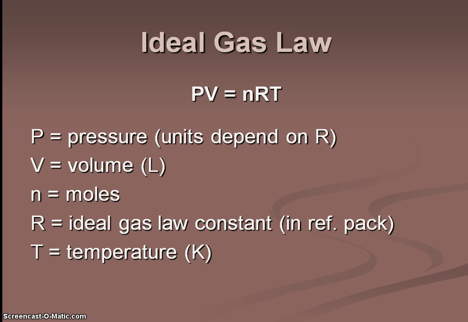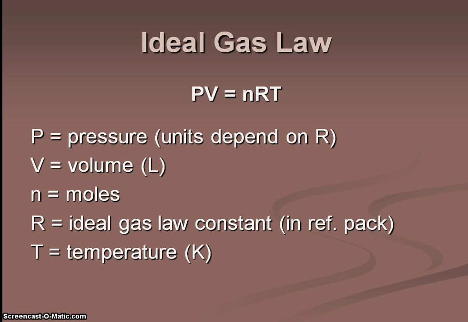And the new one here is R. So R is called the ideal gas constant, and a constant means it's not a variable. So you will never solve for R. You're never going to try to calculate that. R is always given to you in your reference packet. So I'll never say what R is in the question. You'll just have to look it up in your reference packet.